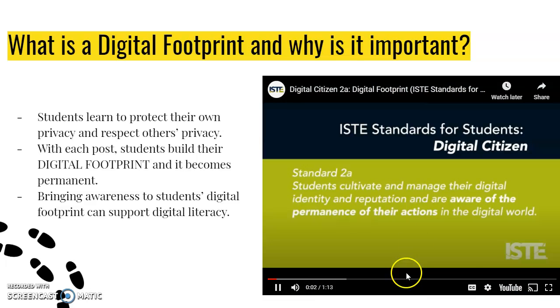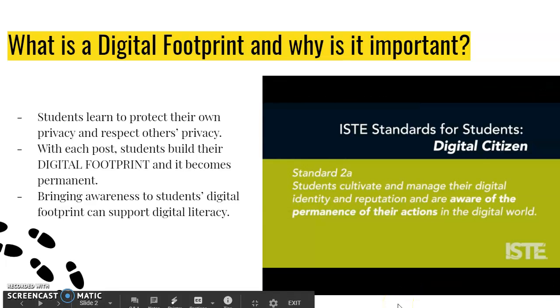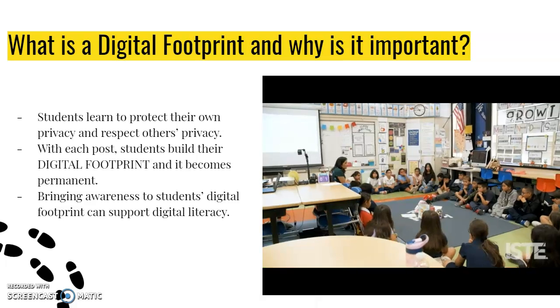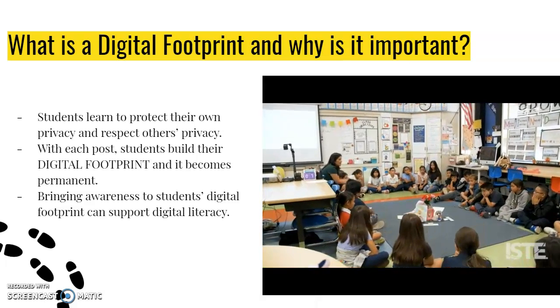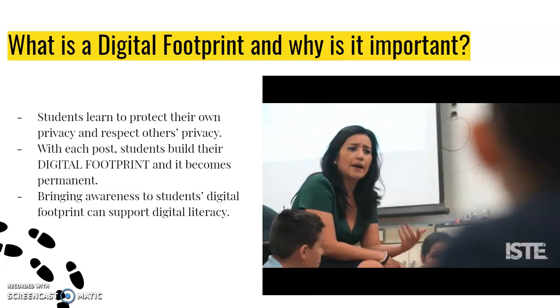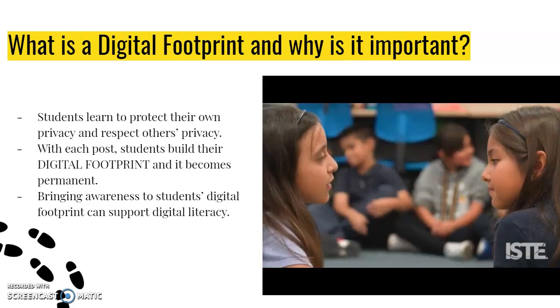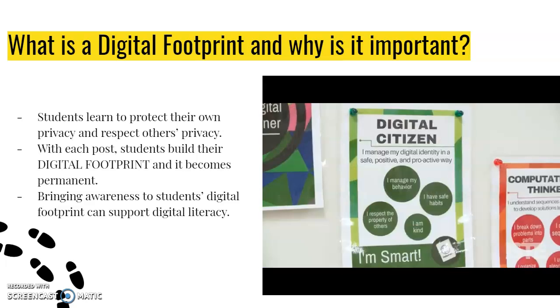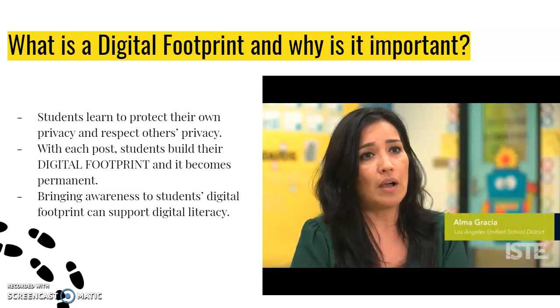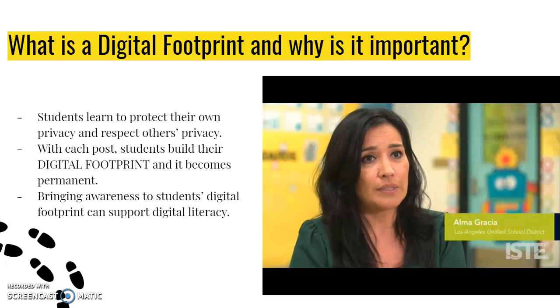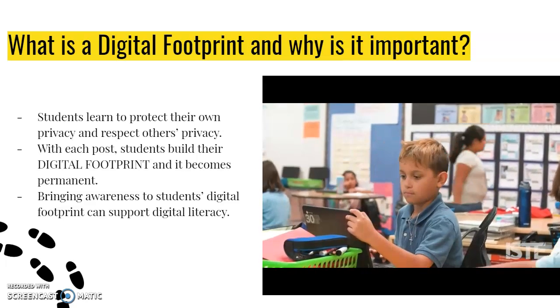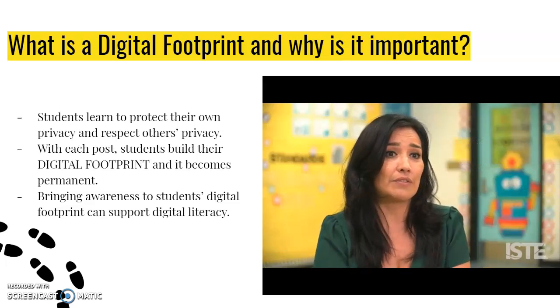Students cultivate and manage their digital identity and reputation and are aware of the permanence of their actions in the digital world. We did what we call Restorative Justice Circle, and it's basically a form of sharing our feelings and our ideas. I've connected it to digital citizenship. We talked about how our actions have consequences. So when you hurt somebody online, it stays there. You know, it could stay there forever.